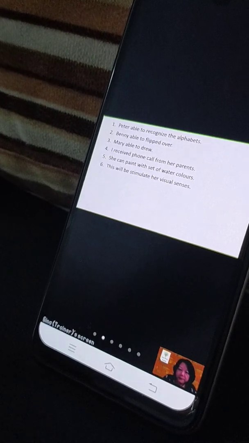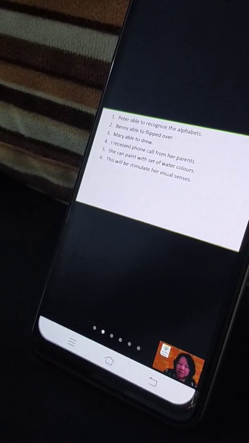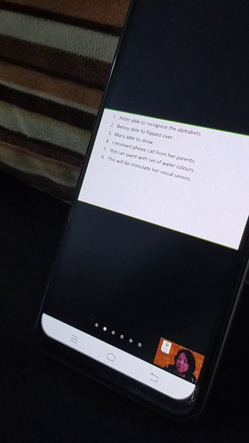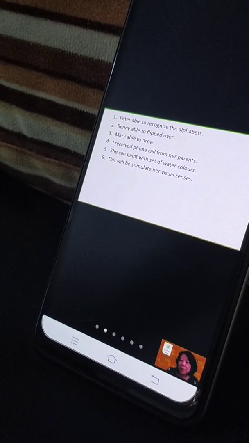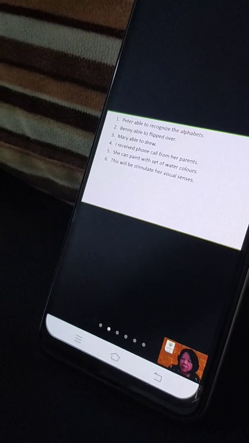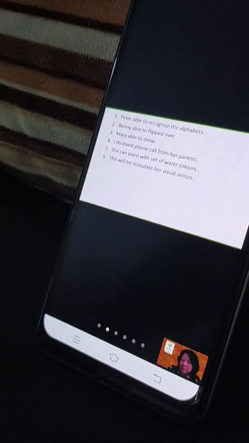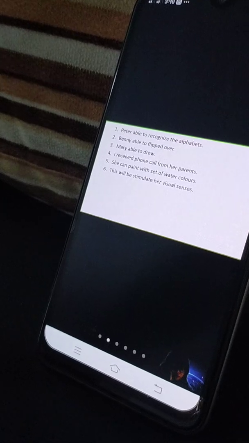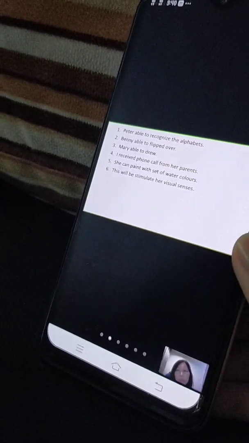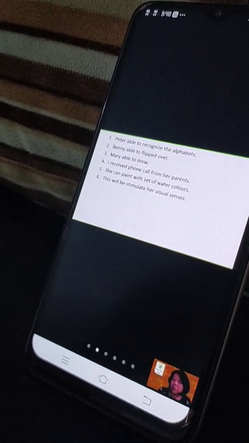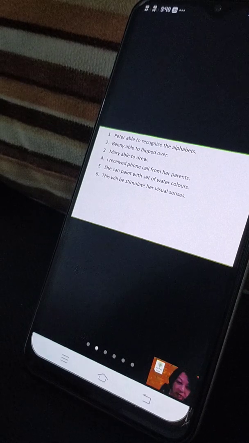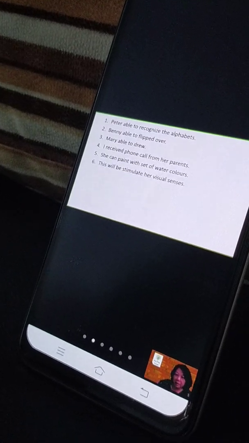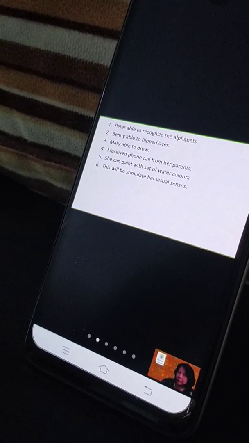Wrong there. Will be. Is stimulate a noun, a verb, an adjective? Stimulate is a verb, right? So let's take away the big words. This will be good for her visual senses, right? So good would be what?